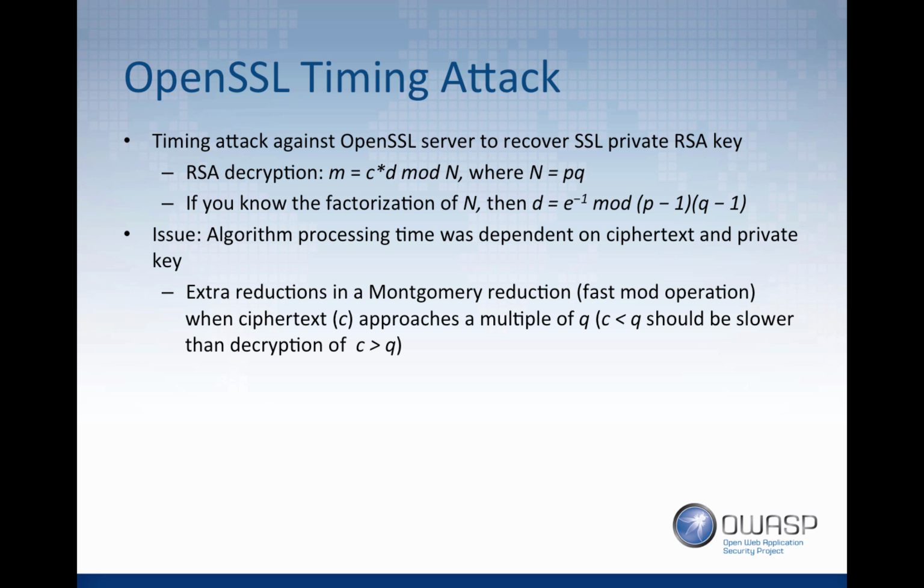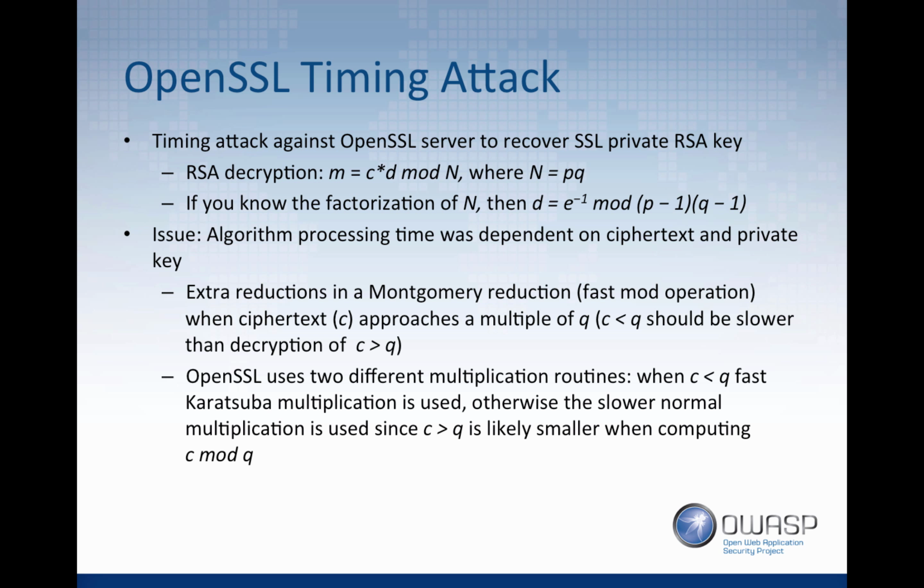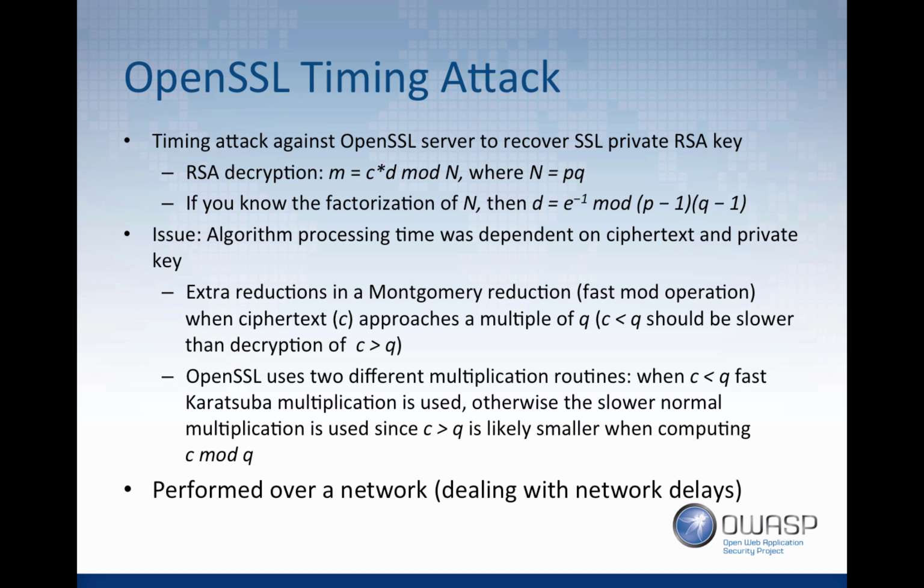So there's a difference there, and there's also a difference in the multiplication routines. When C is less than Q, they use this fast Karatsuba multiplication. Otherwise, they're going to use a slower multiplication, because they noticed that when C is greater than Q, it's likely smaller, because we're computing C mod Q. Don't worry about all the math. Just know that they're using two different routines in both of these, and it has these greater than, less than relationships. And we're actually able to deduce N over the network, and I'll show you how in a second.